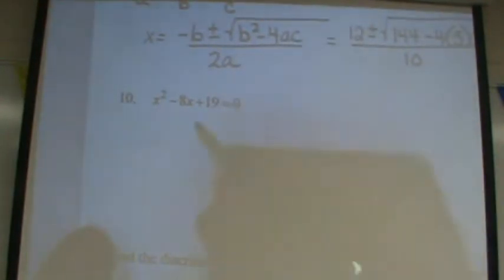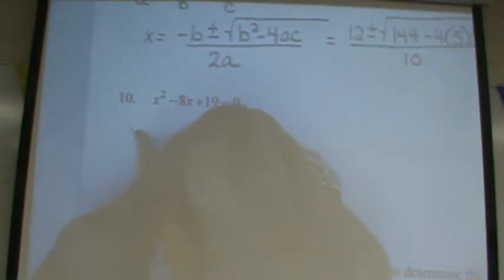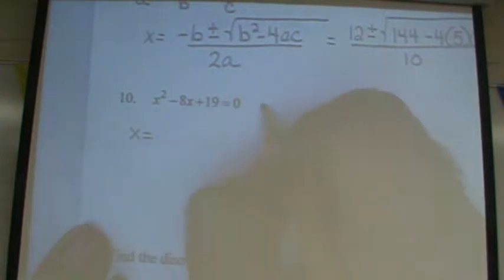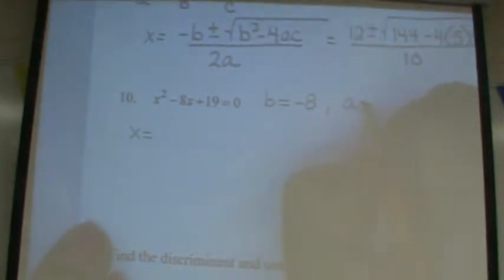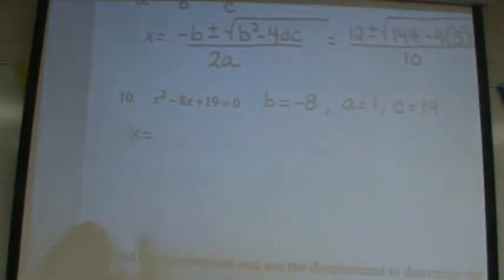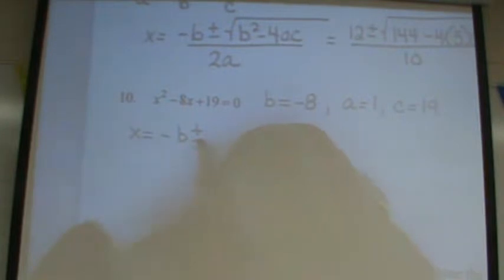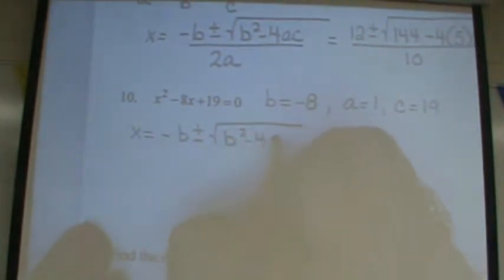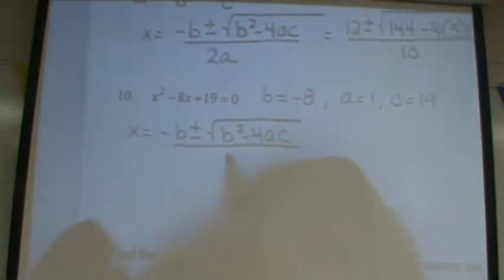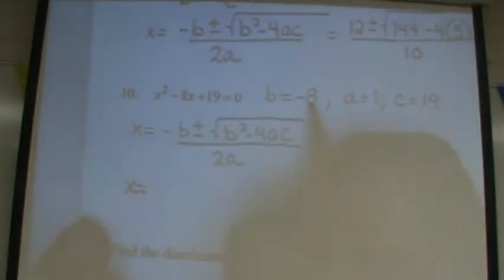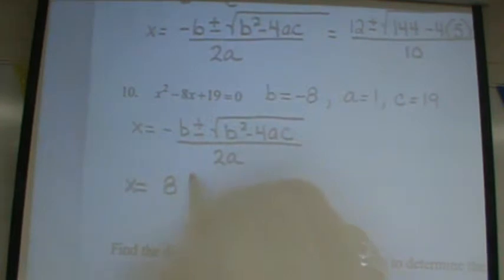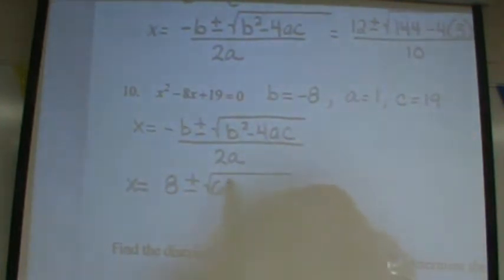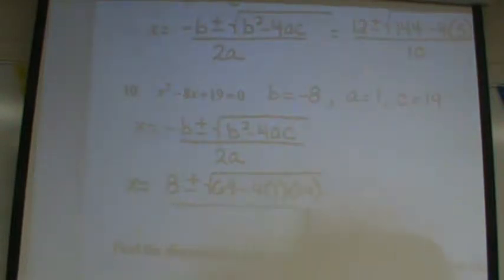And for this one, you could use completing the square if you wanted to, or if you want to use the quadratic formula, you can. Either one. Quadratic formula, the opposite of B. So B right now is -8. A is 1, and C is 19. So let's write the formula. So we have 8, because it's the opposite of -8, +8, plus or minus, this would be 64, minus 4 times 1 times 19, all over 2 times 1.